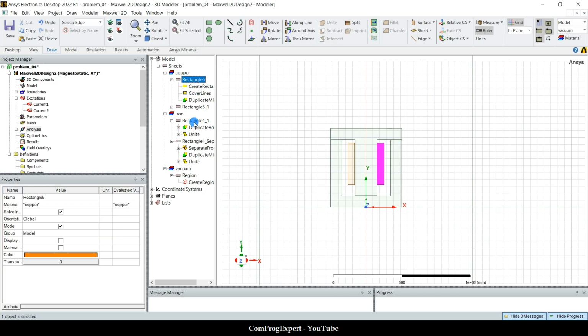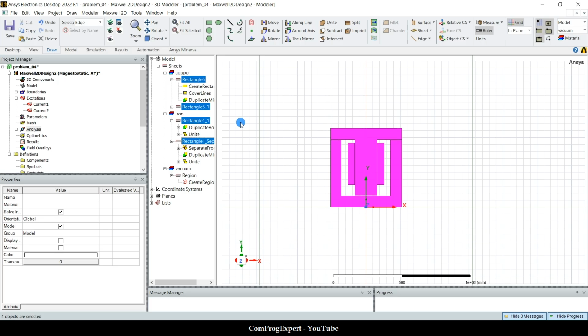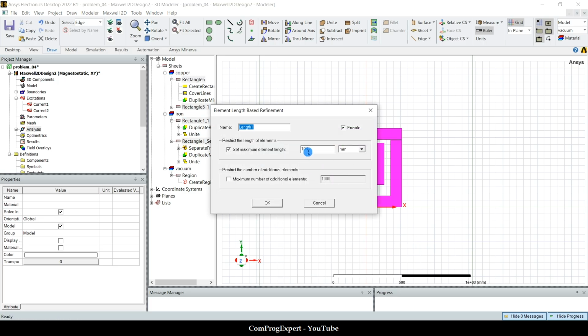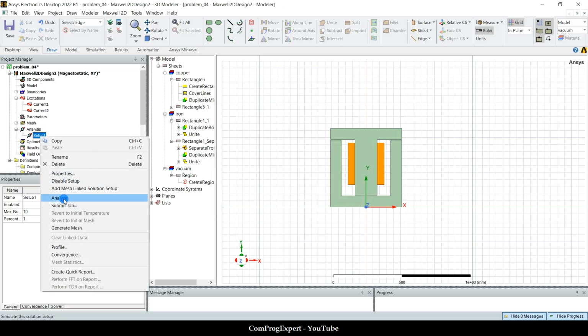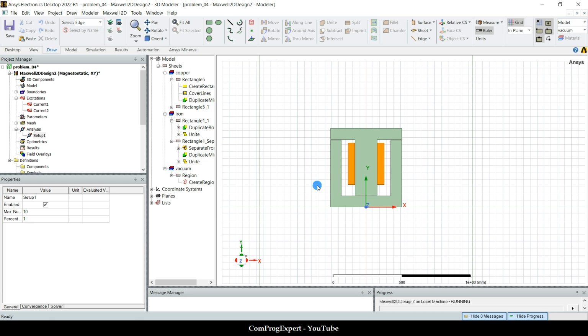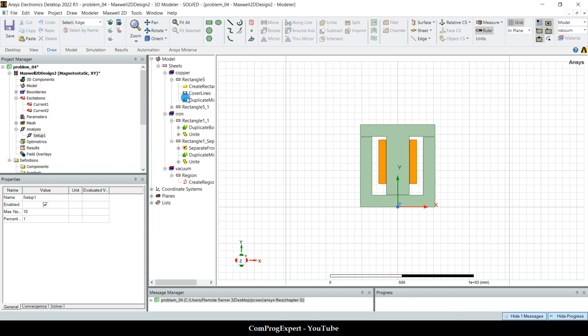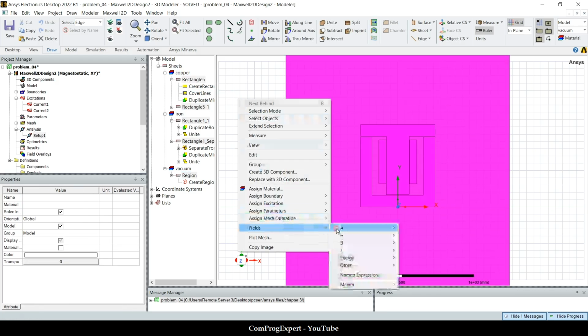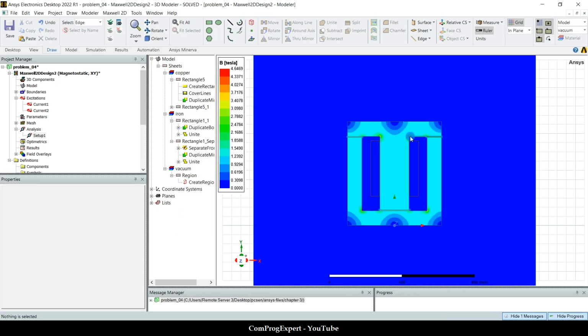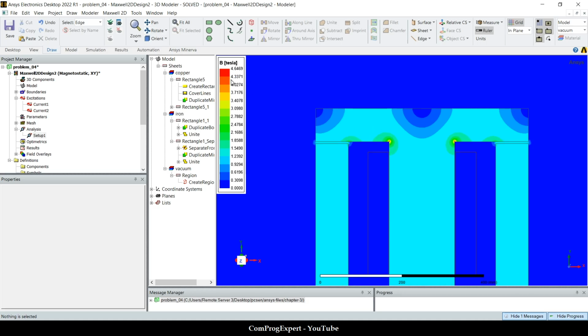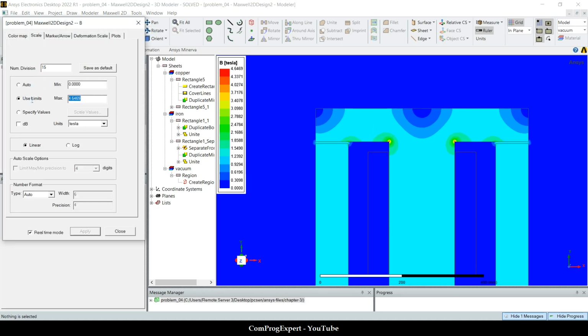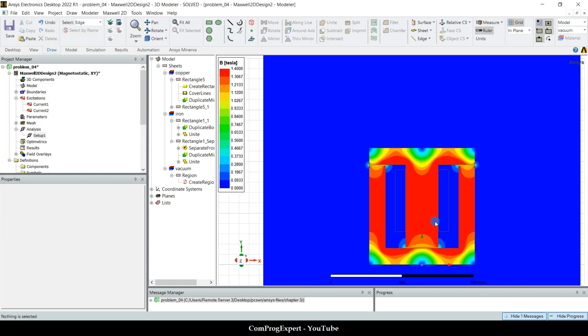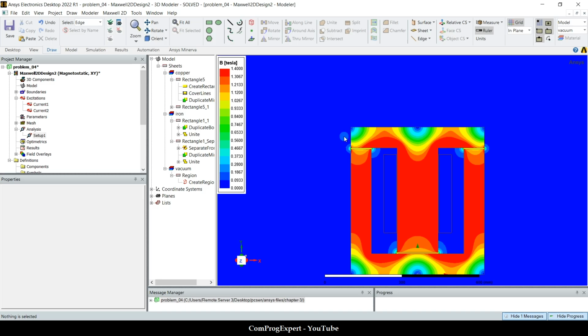Also, let me select these objects to assign a good mesh, 1 centimeter inside them, and analyze. Repeat the problem, right? The solver. So now we can plot the flux density B. How much is the value of the flux density in the air gap? The range here is high. If I consider 1.4 Tesla, yes, we have 1.4 Tesla for these regions.